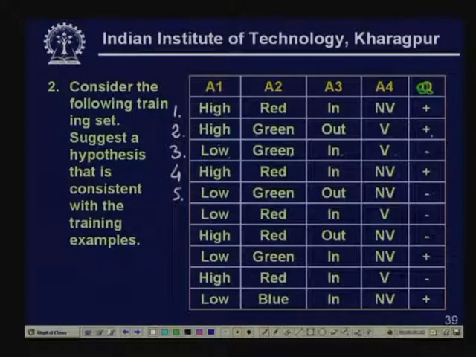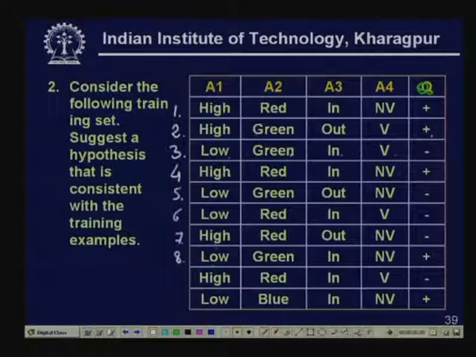Example 5, A1 is low, A2 is green, A3 is out, A4 is NV, Q is negative. Example 6, A1 is low, A2 is red, A3 is in, A4 is V, Q is negative. Example 7, A1 is high, A2 is red, A3 out, A4 NV, Q is negative.